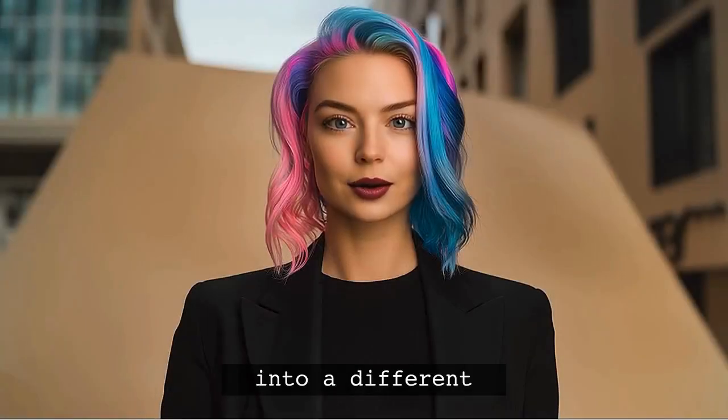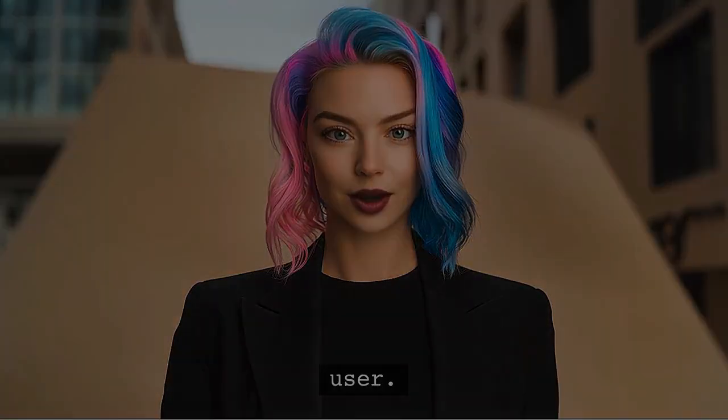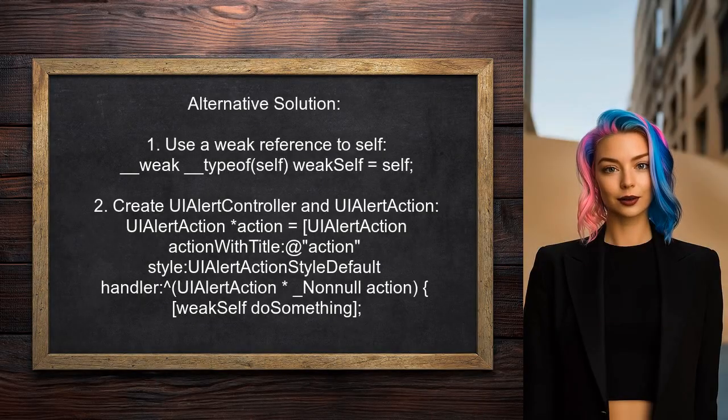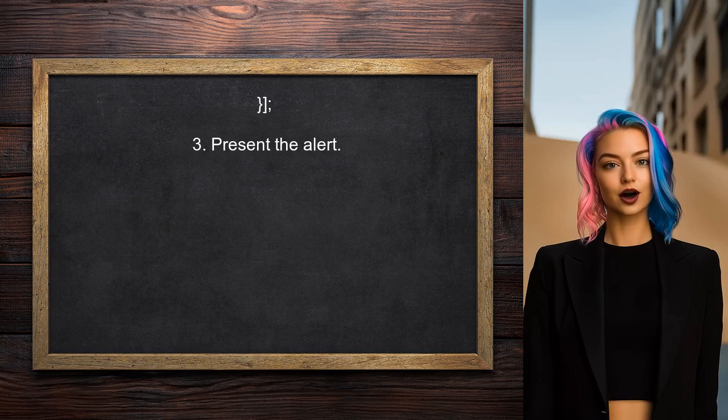Now let's dive into a different answer from another user. This user suggests using a weak reference to avoid the retain cycle. By declaring a weak reference to self, the retain count is not increased, preventing the cycle from occurring. This way, when the action is triggered, it can safely call the method without retaining self.